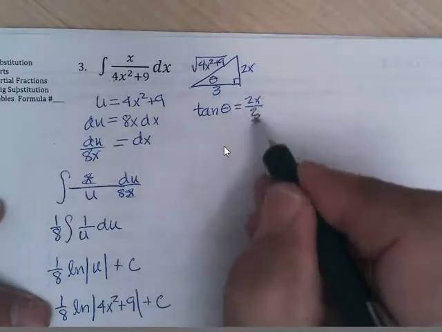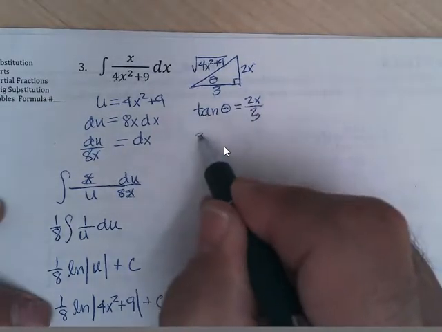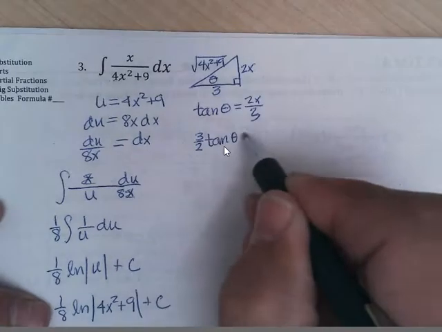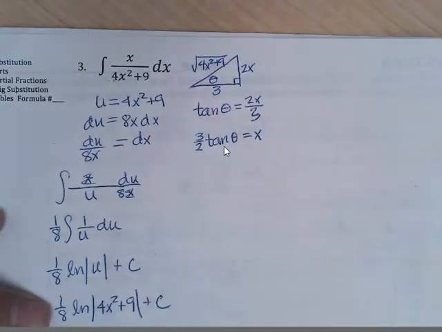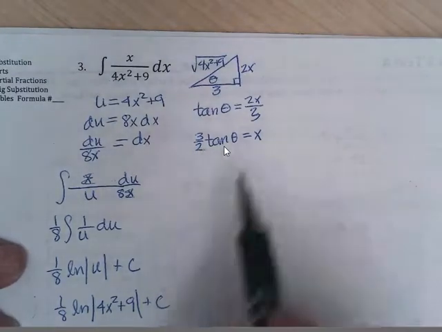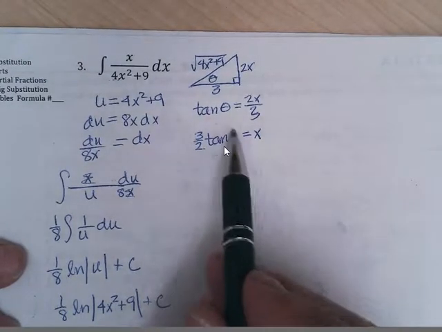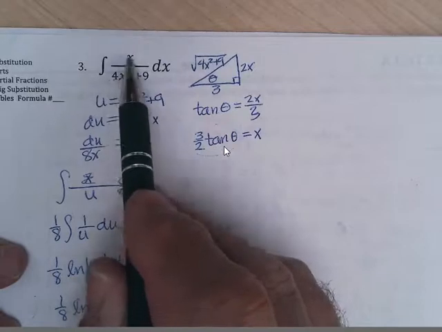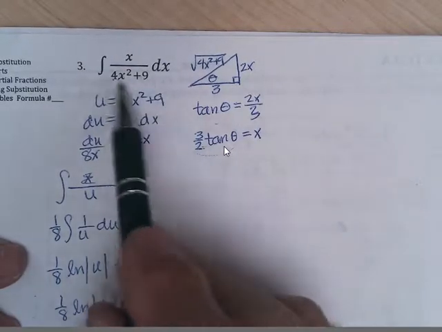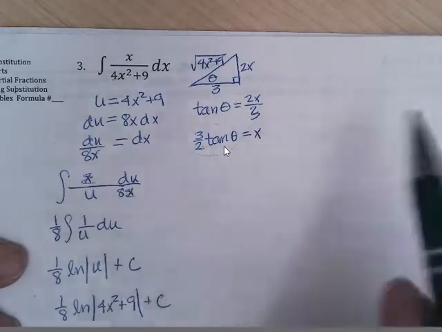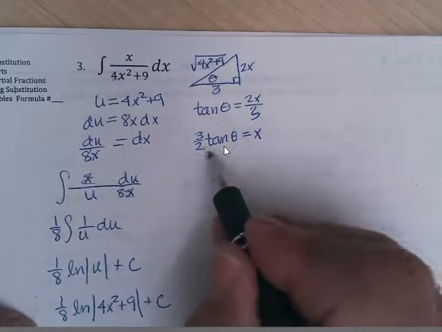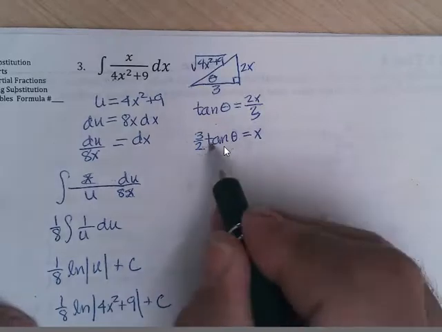So multiplying both sides by 3/2, we get 3/2 tangent theta equals x. And if you were doing trig substitution, by the way, some people teach it, you would just put that in for that x and square it here and use trig identities to try to simplify it and come up with something you can do. But we can also just do it like I've been teaching in the class.